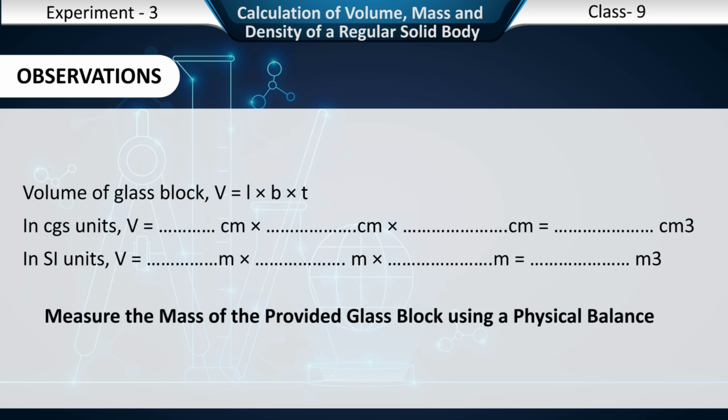Volume of glass block, V, is equal to L times B times T. In CGS units, V is equal to centimeter times centimeter times centimeter is equal to centimeter cube. In SI units, V is equal to meter times meter times meter is equal to meter cube. Measure the mass of the provided glass block using a physical balance.